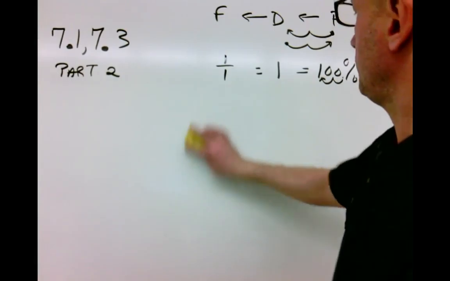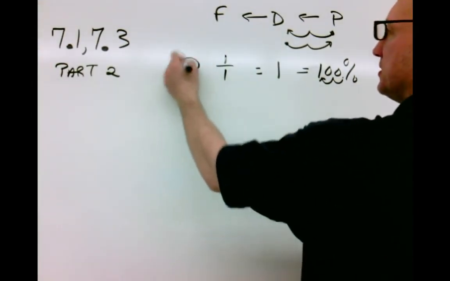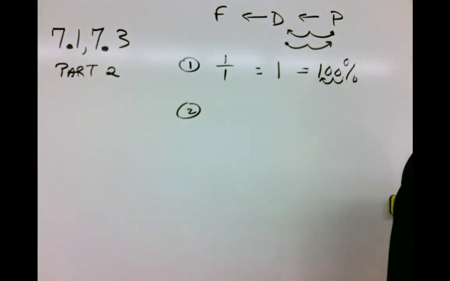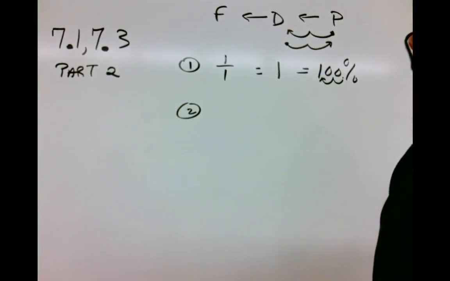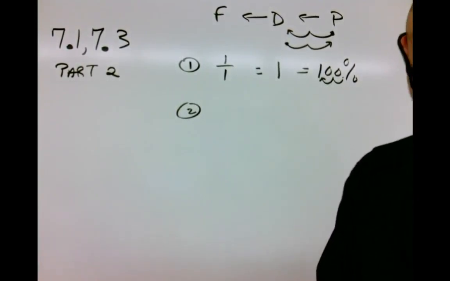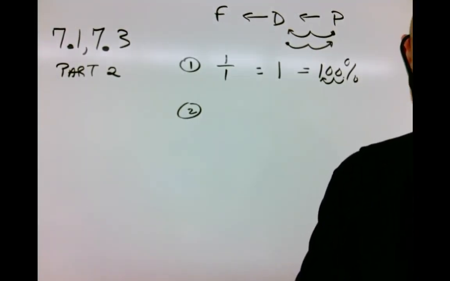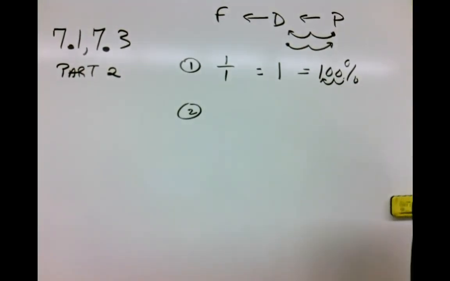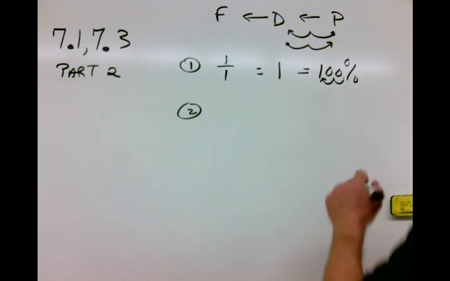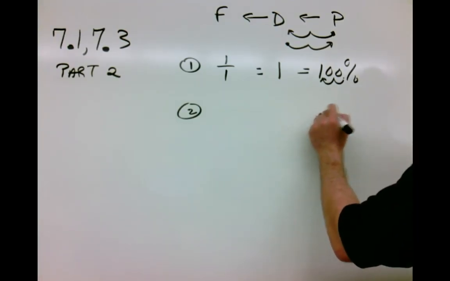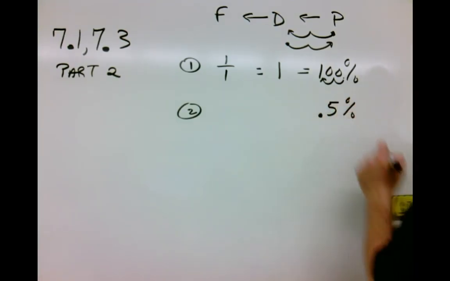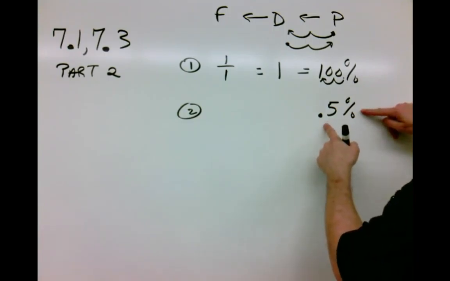Okay, let's go with more. So here, this could be example 1. Let's go to example 2. Example 2, if I had 0.5%, it's still a percent even though there's a decimal here.